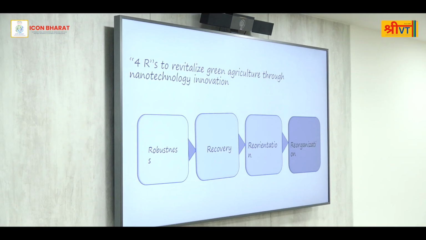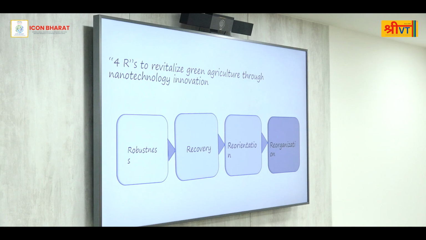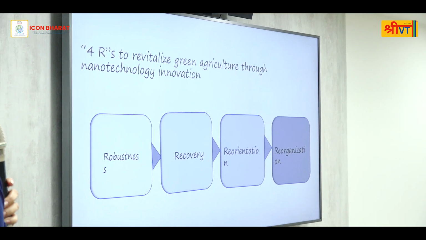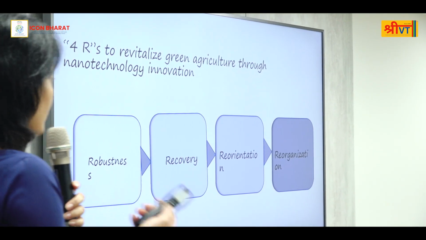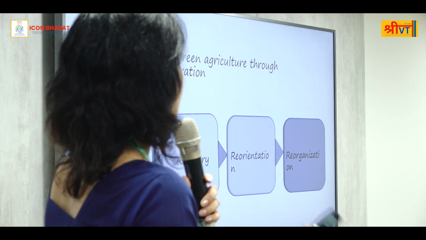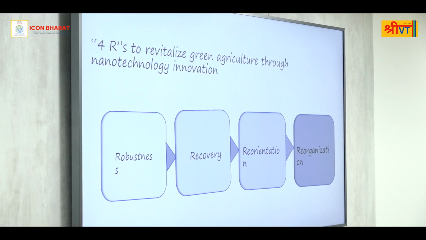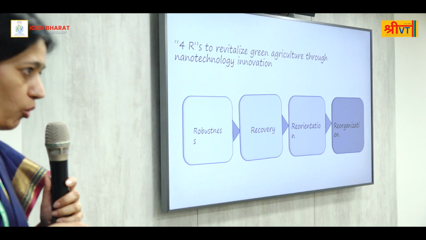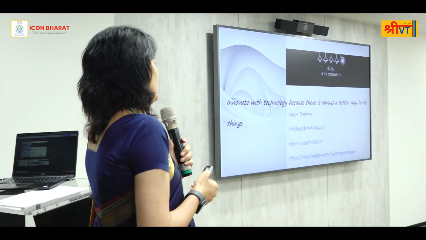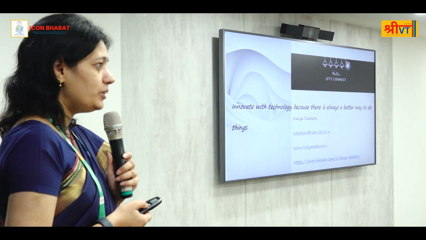And 4 R's to make any green revolution technology more sustainable: robustness. It should be very robust. It should be recovered, and reorientation and reorganization. So we tried to achieve all 4 in our experiment, and that was it.